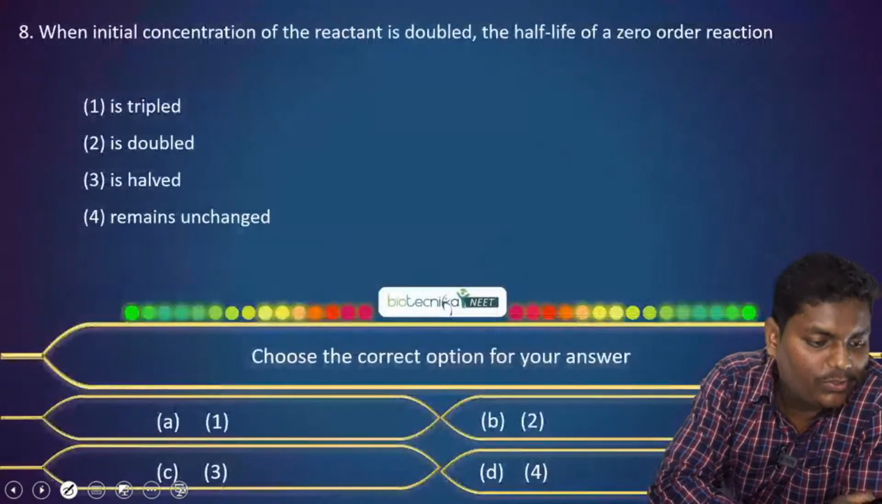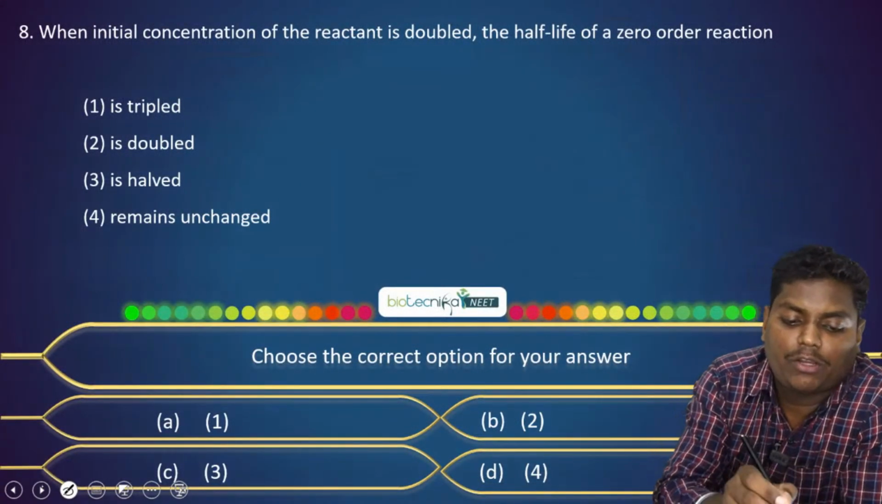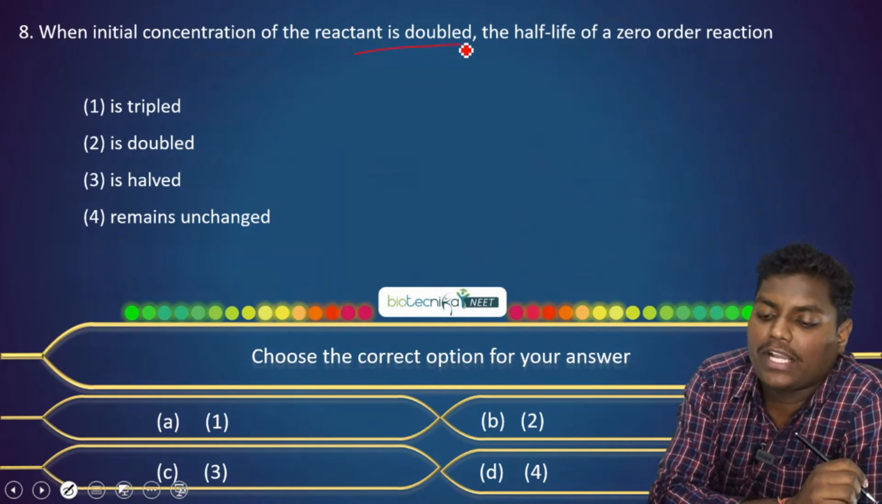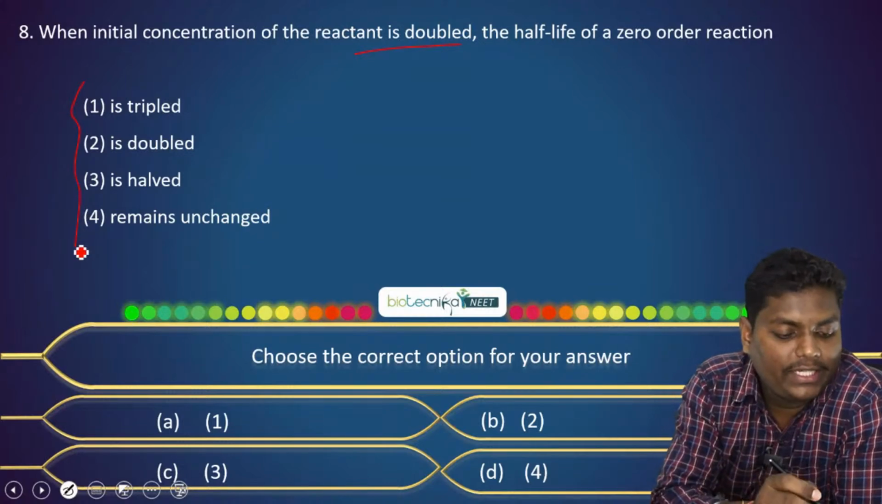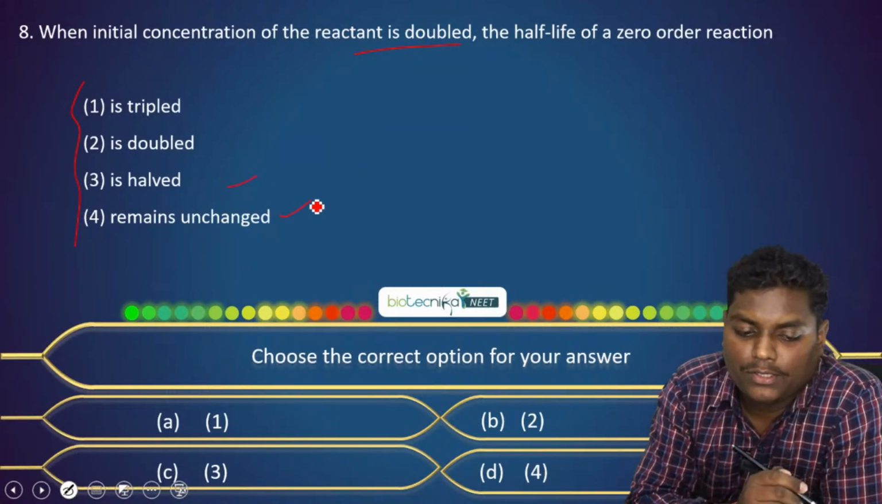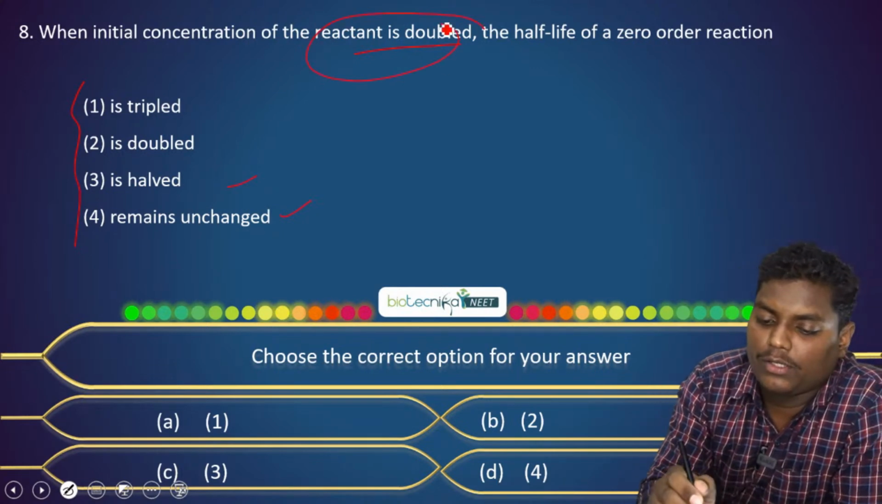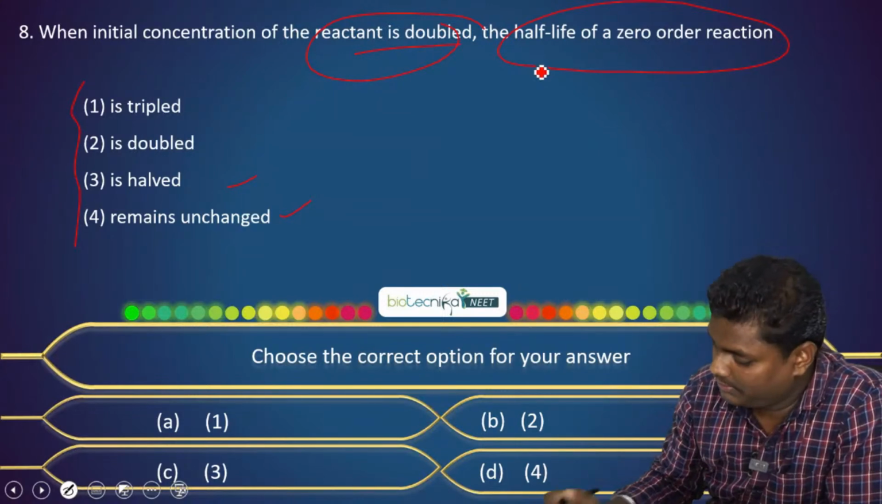Now moving to the next question. When the initial concentration of reactant is doubled, the half-life of a zero order reaction will it be tripled, doubled, halved, or remain unchanged? So when the reactant is doubled, how does the half-life of a zero order reaction change?